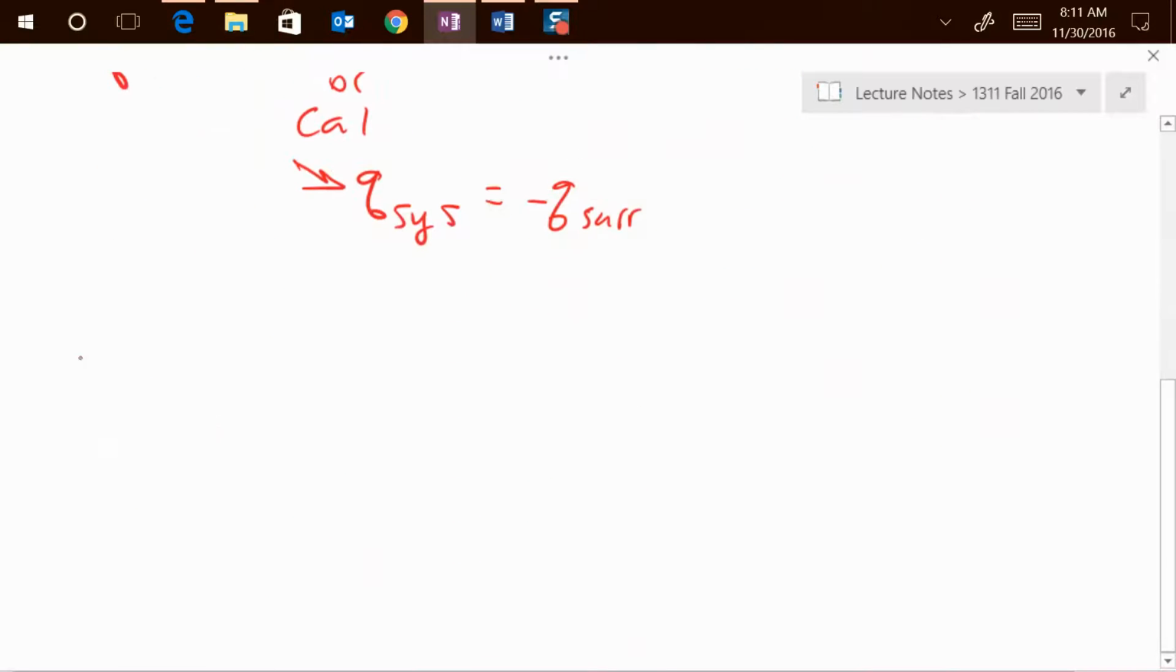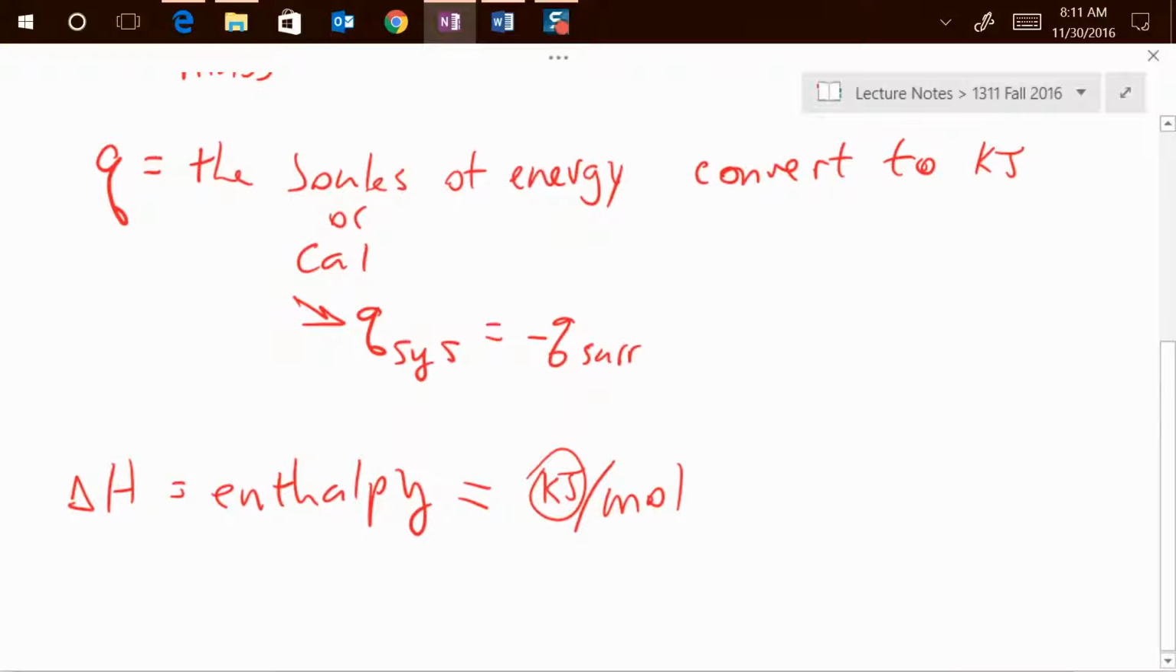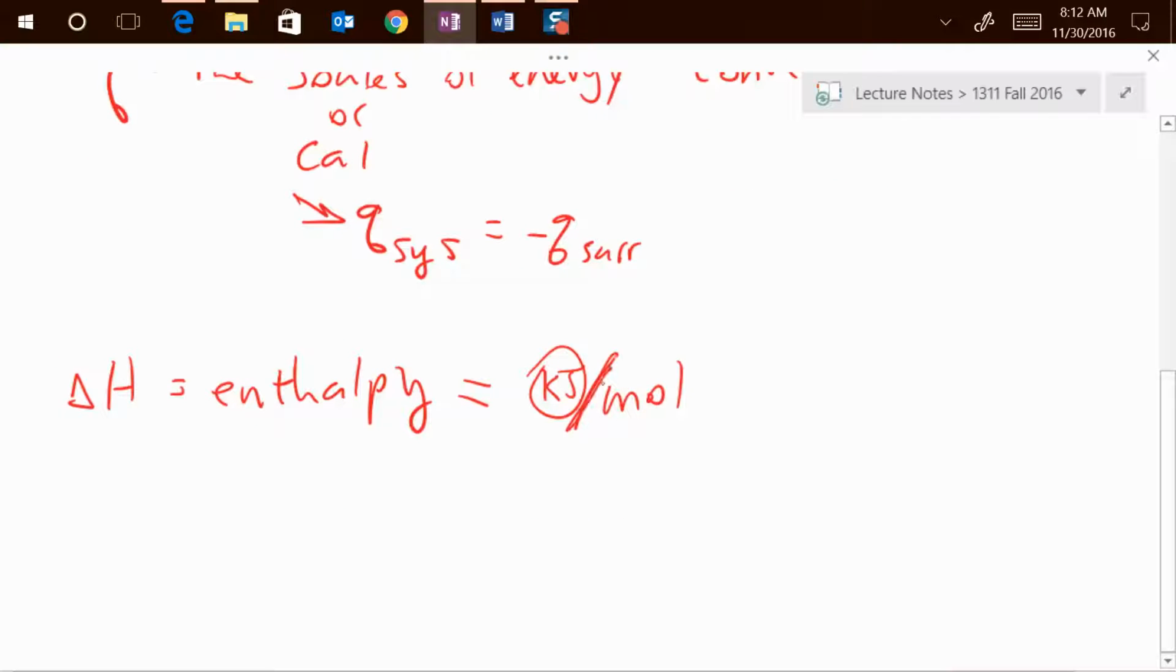Now delta H is the enthalpy. Okay, and enthalpy can be calculated in a couple of ways. First, delta H, the enthalpy, equals the kilojoules per mole. How do I find kilojoules? Through Q. Q calculates kilojoules. And then if I know the amount of moles of the substance, then I simply divide it by the moles, and that'll be my kilojoules per mole for that substance. Okay?